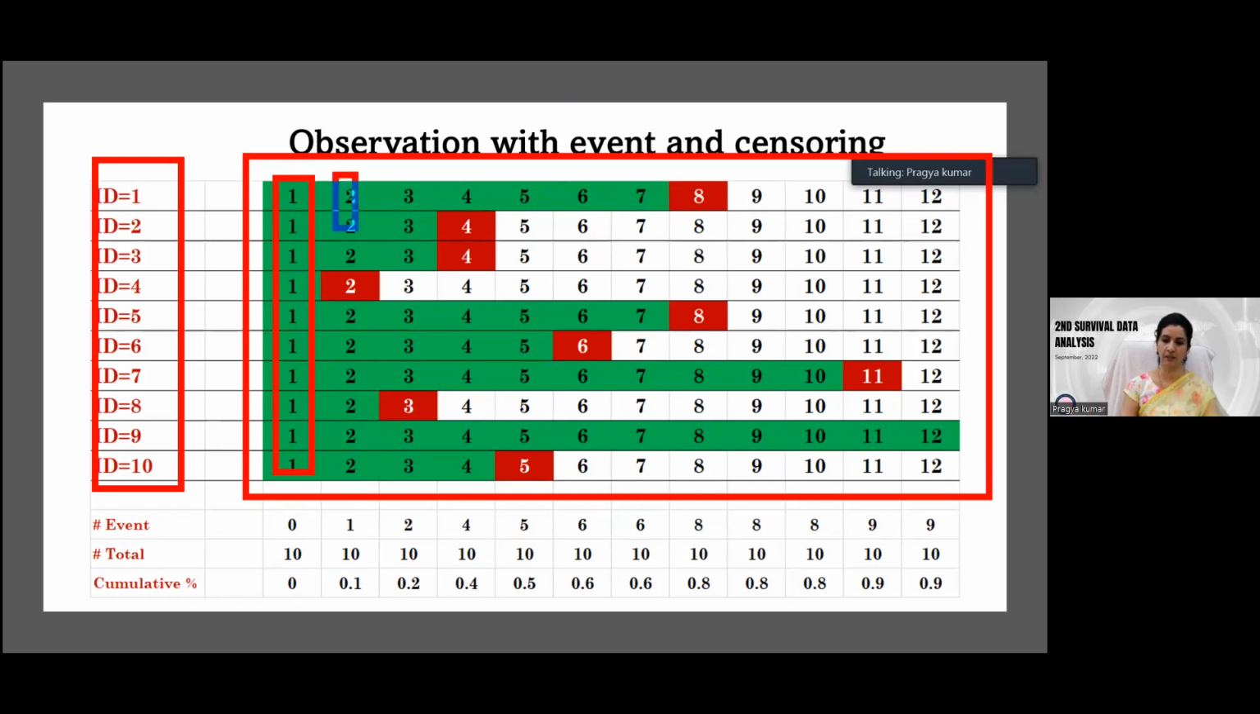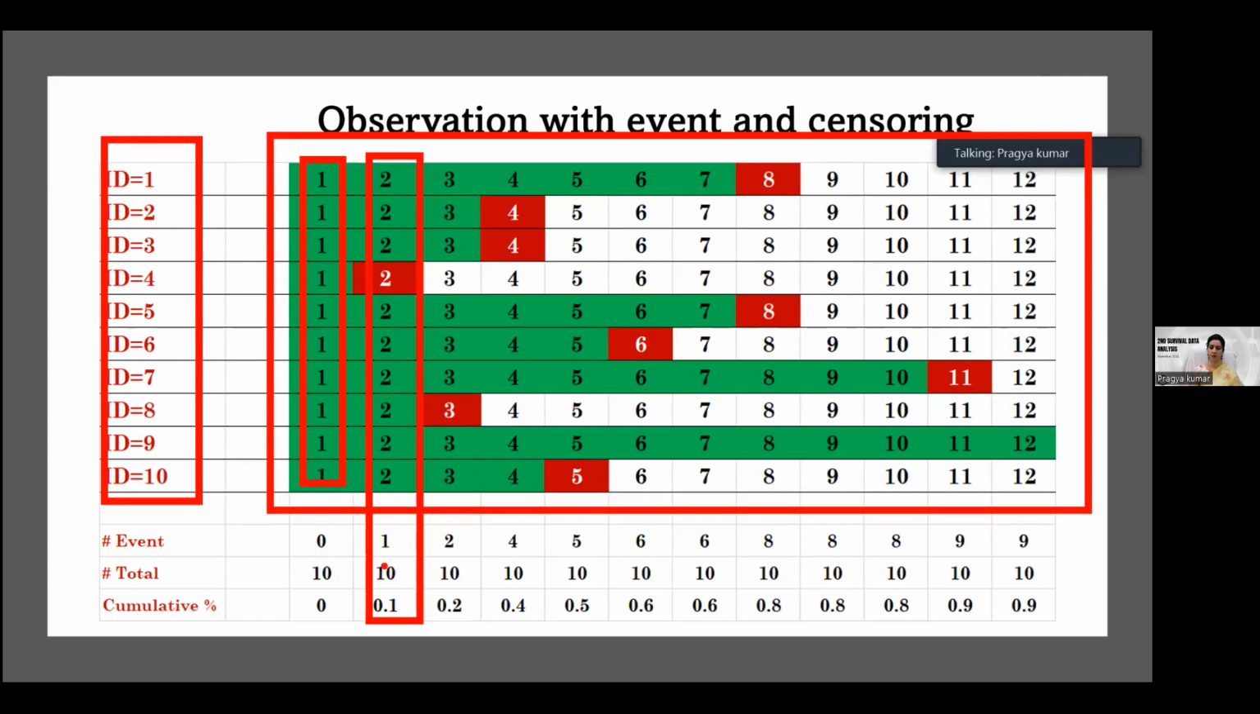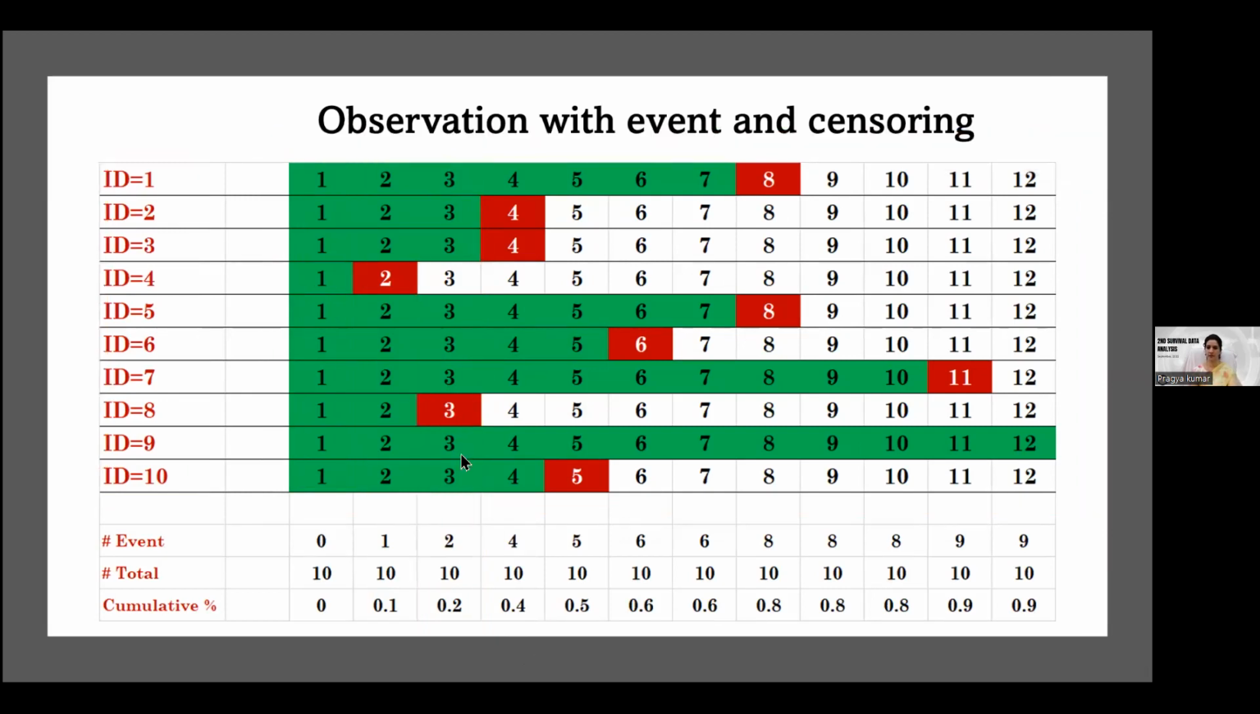Coming to the second month. This is the data for the second month. How many cases happened in the second month? There is only one case in the second month. So we will write 1 out of total 10. So the cumulative was 0.1. Again, coming to this third column, you can see in the third month how many events have happened. In the third month, we have got one event.